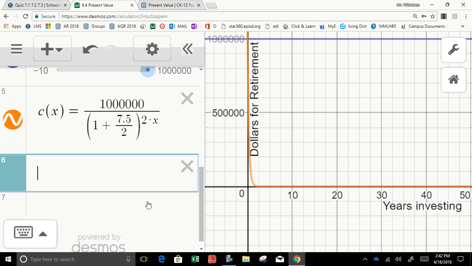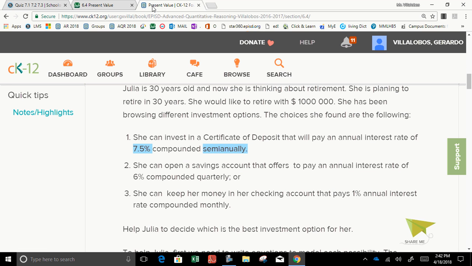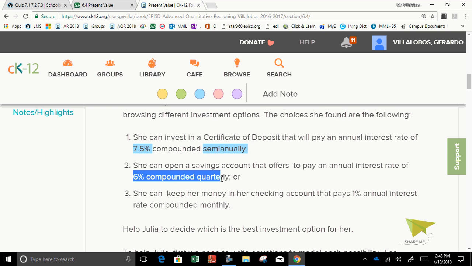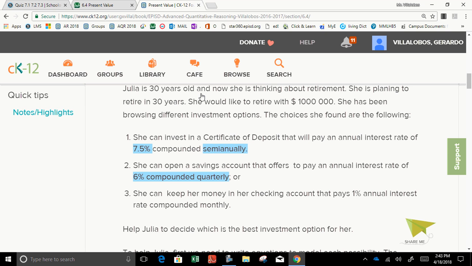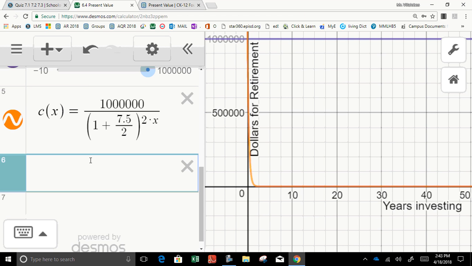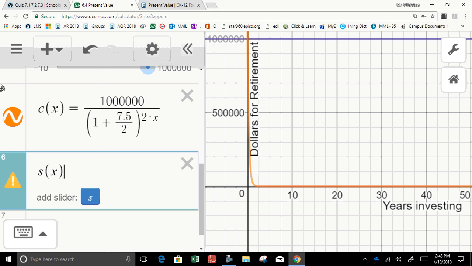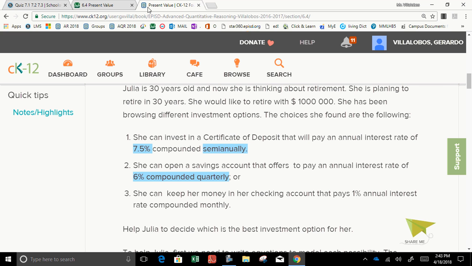What's the other one that we're supposed to do? What's the next equation? Let's take a look. She can open an account with an annual interest rate of 6% compounded quarterly. So the key feature here is 6% quarterly. I don't like that color. What do we call that? Savings? She can open up a savings account, and the other one's called the checking.